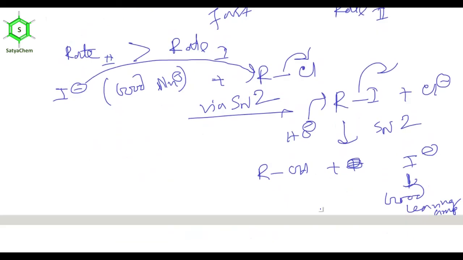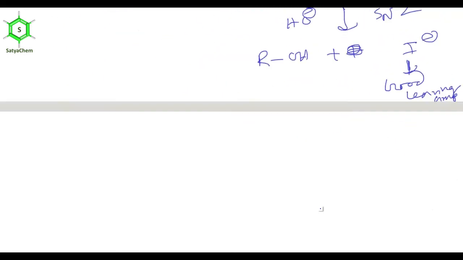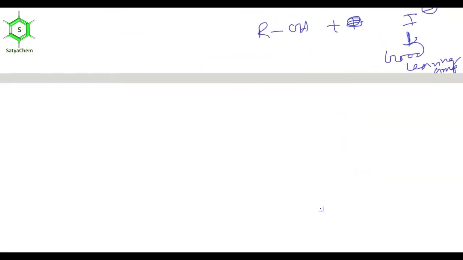In the first step I minus is a good nucleophile. In the second step I minus is a good leaving group. So both conditions prefer this reaction. Now an approximate energy profile diagram for the reaction will help you understand better.